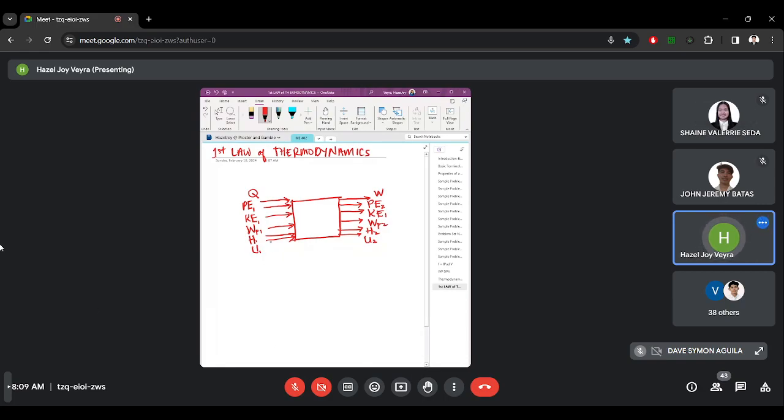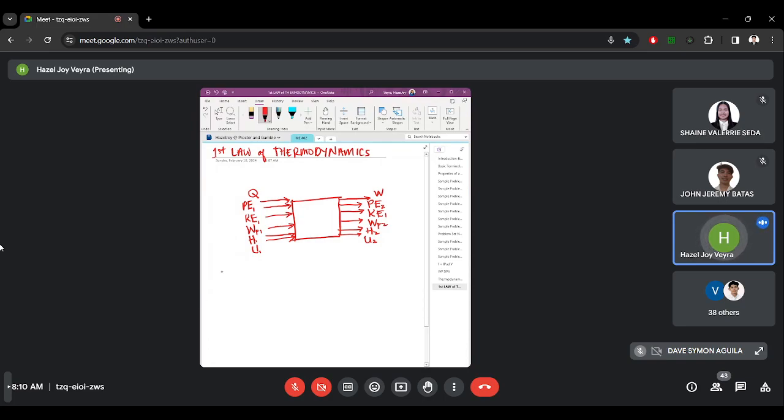So, energy in minus energy out is equal to the change in the energy of the system. So, sabi nga ni first law of thermodynamics, hindi nakaka-create nor nade-destroy yung energy in our system. Nagta-transform lang siya from one form to another. So, it could be that the potential energy here is high, and then after the processes are being done in the system, the output potential energy is now low. So, saan napunta yung nawalang potential energy? Nag-transform lang siya sa different forms of energy.